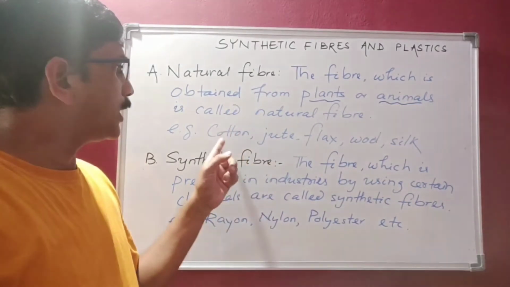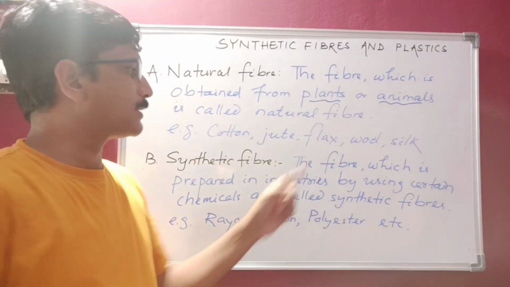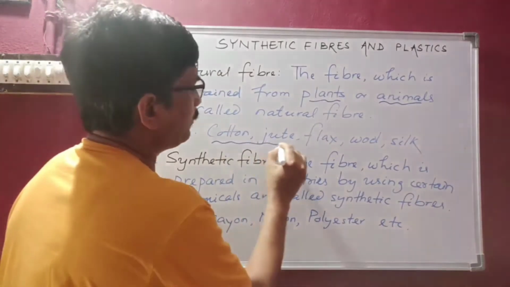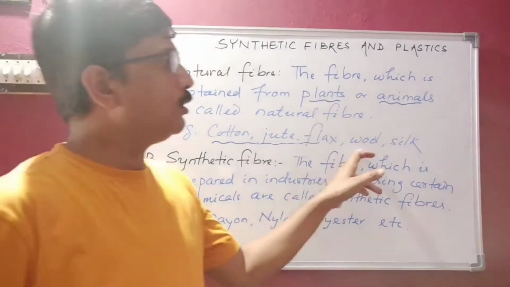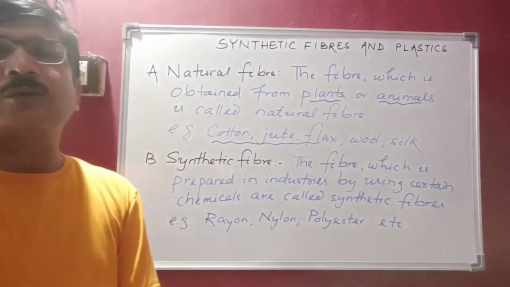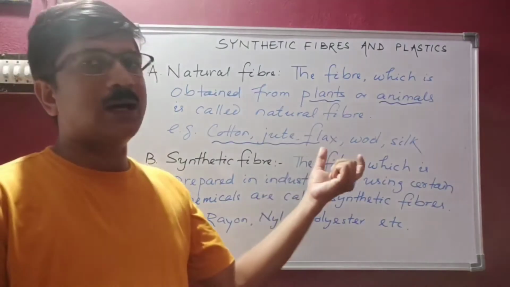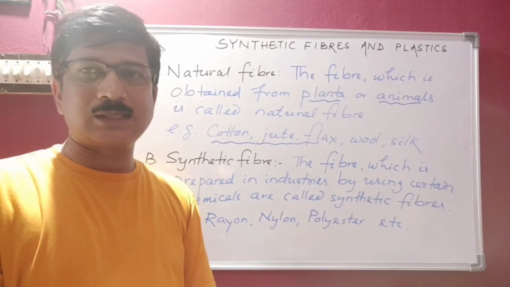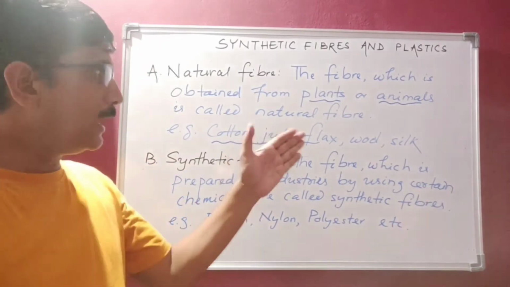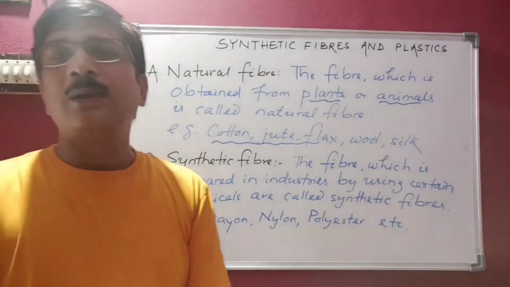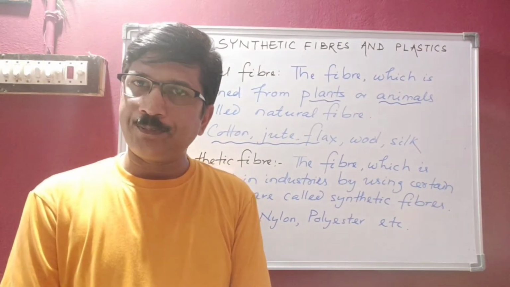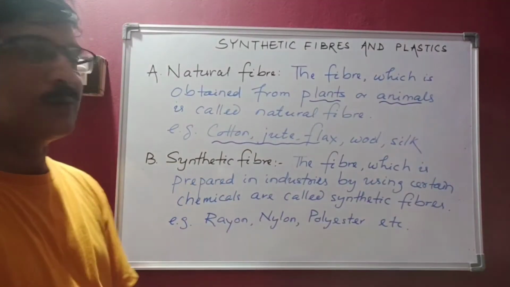For example, cotton, jute, flax. These are obtained from plants, whereas wool and silk are obtained from animals. As these are obtained from nature or natural substances like plants and animals, these fibers are called natural fibers. Clear?